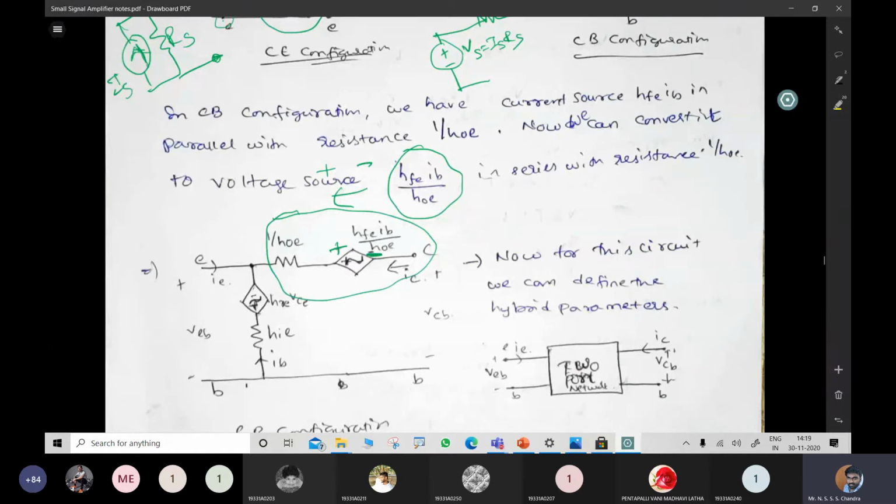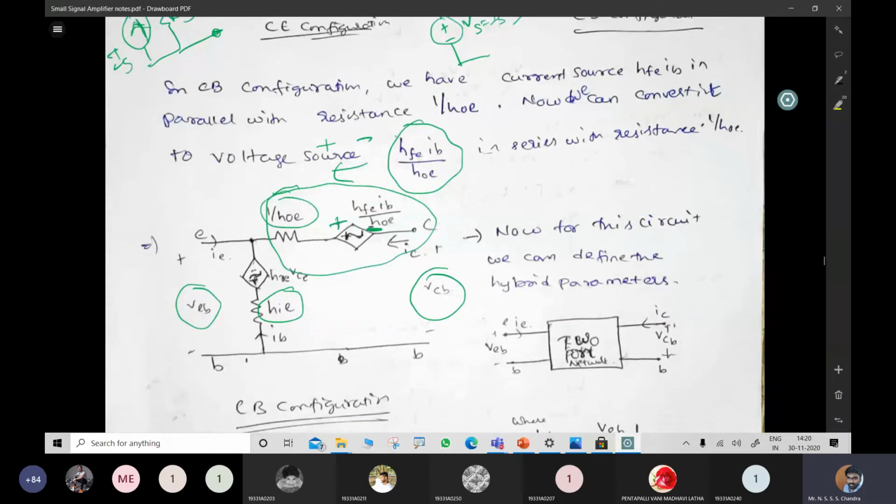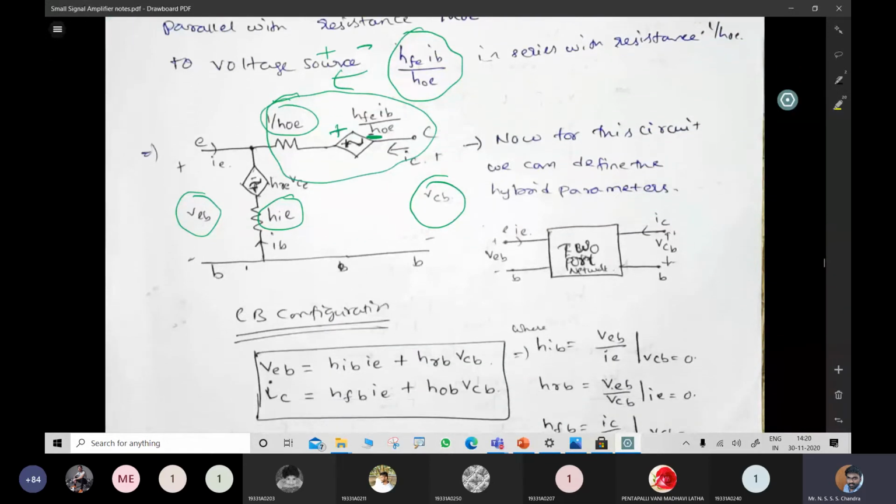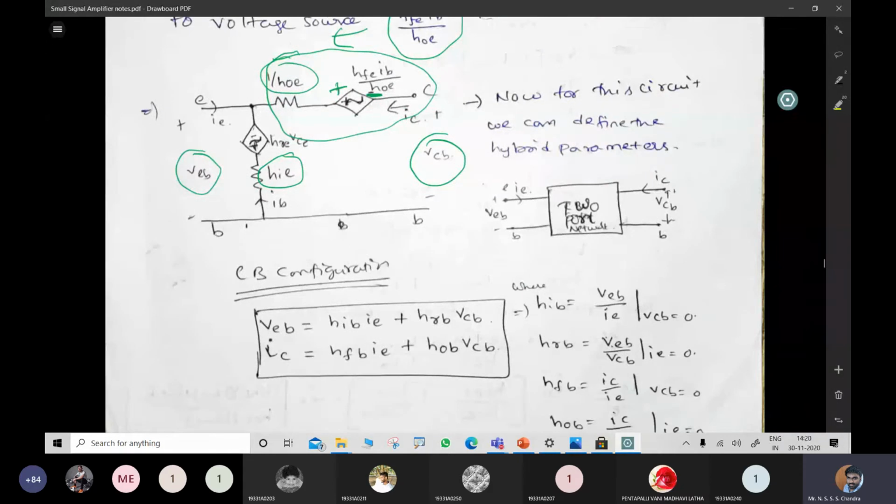Now we have two voltage sources and two resistances. One resistance is HIE, the other resistance is 1 by HOE. Then you have the input voltage VEB and the output voltage VCB. Now you can consider this to be equivalent to a two-port network. If you consider this entire thing as a black box, you can write the two-port network equations in terms of your hybrid parameters.